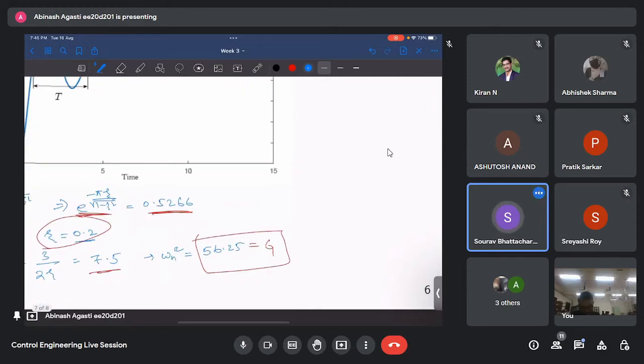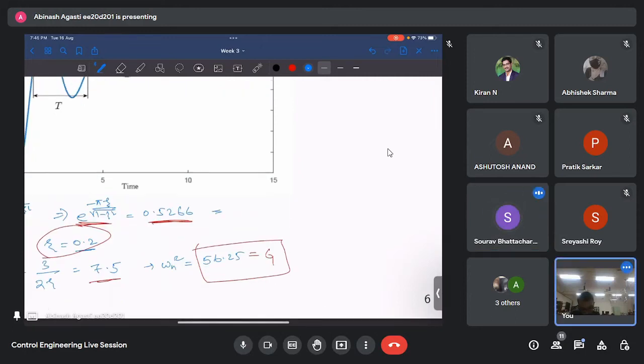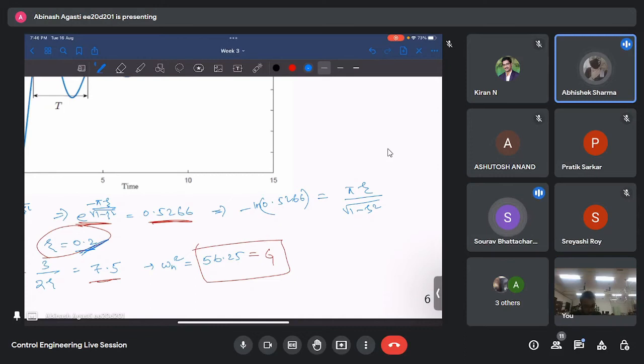Yeah. Basically, you'll solve this: ln 0.5266 is equal to minus pi zeta by root 1 minus zeta square. Then when you take root 1 minus zeta square to the other side, you'll just square it and you'll get a quadratic in zeta, then you'll get this. Okay? Okay, sir.